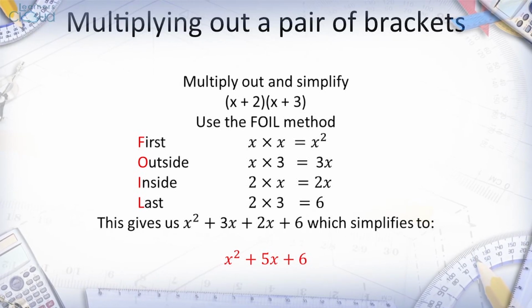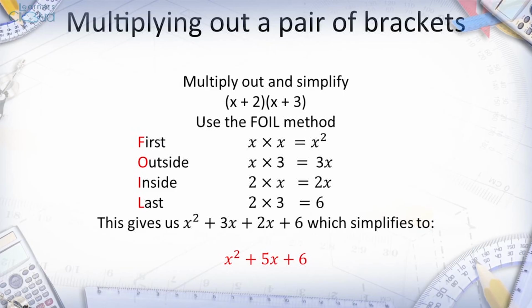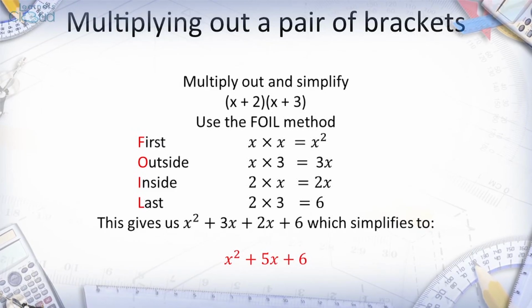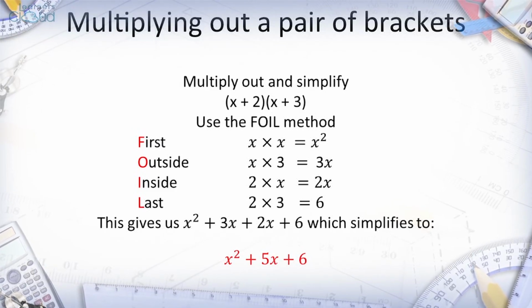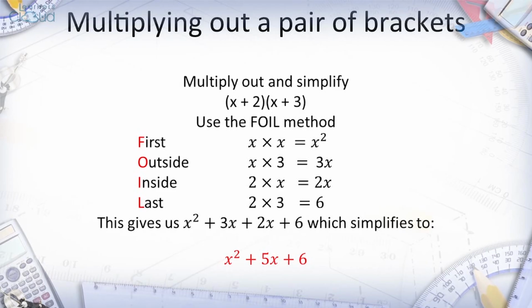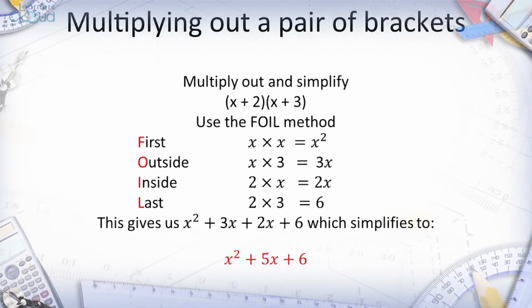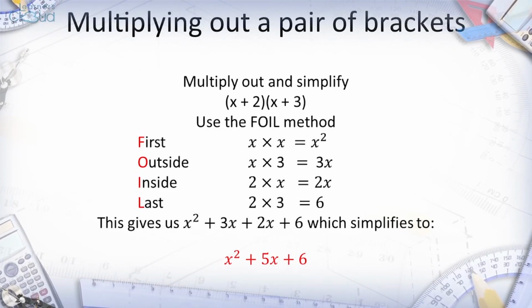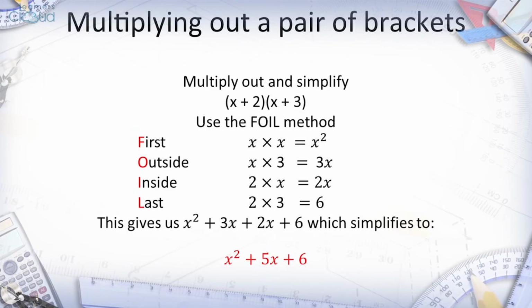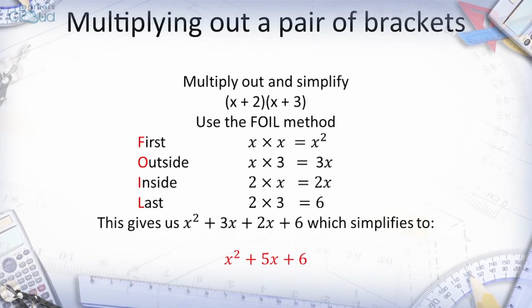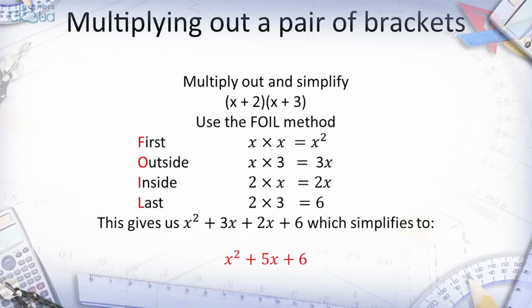In order to work out our final answer then, we need to add those together and do any simplification that we can. So you'll see here that the 3x and 2x will combine together to give us 5x, and so our final answer therefore simplifies to x squared plus 5x plus 6.